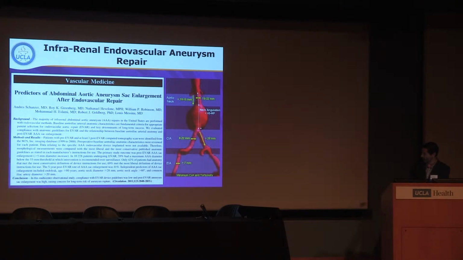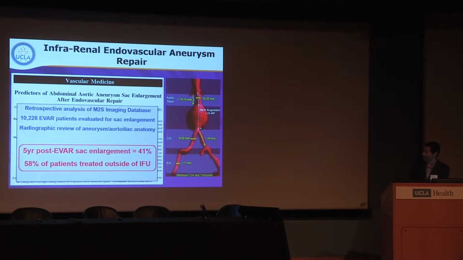In this study published in 2011 in Circulation, the authors used an imaging database, the M2S database, to look at aneurysm sac expansion over time following endovascular aneurysm repair. They looked at over 10,000 patients and found that the 5-year post-EVAR sac enlargement rate was around 41%. If you think about this, that means 41% of these patients who we thought we fixed still had their aneurysms grow at 5 years.